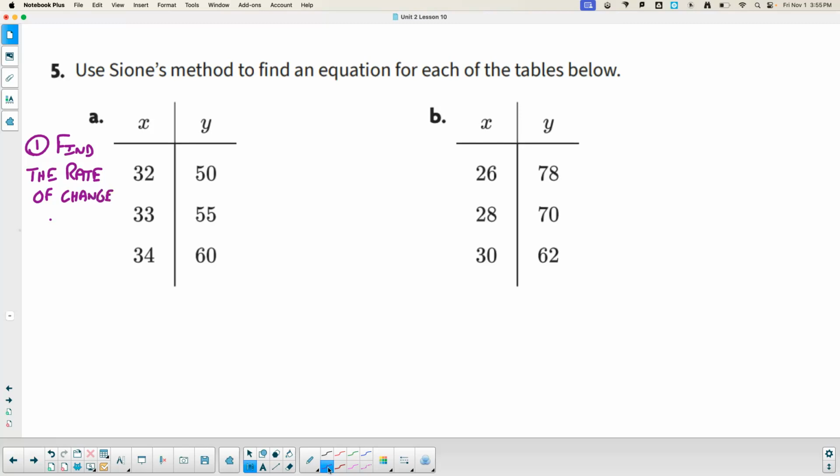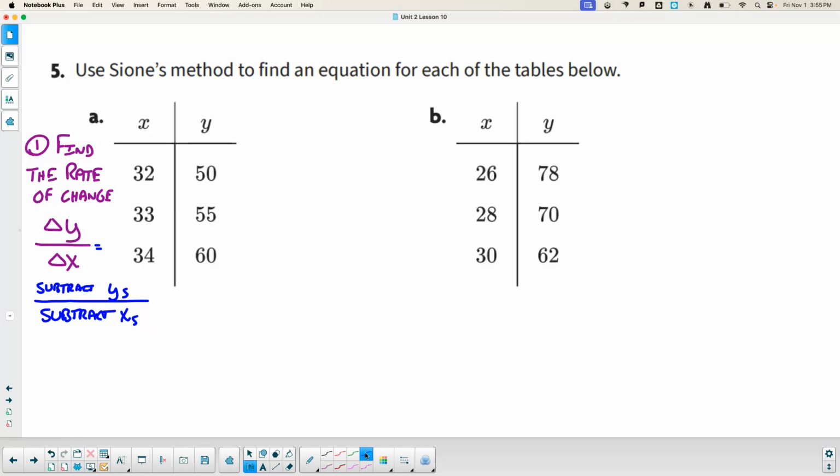The rate of change is going to be the change in y over the change in x. So you pick any two values or two points in your table or on your graph, or if you're just given two points, and you subtract the y's and divide that by subtracting the x's.